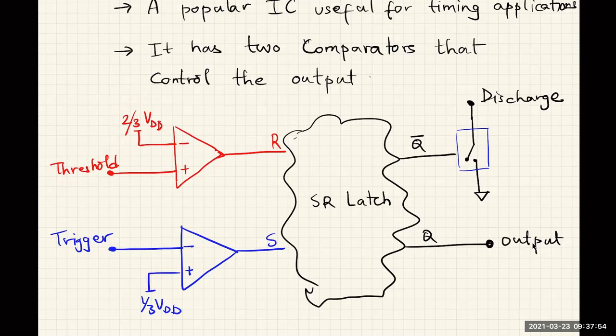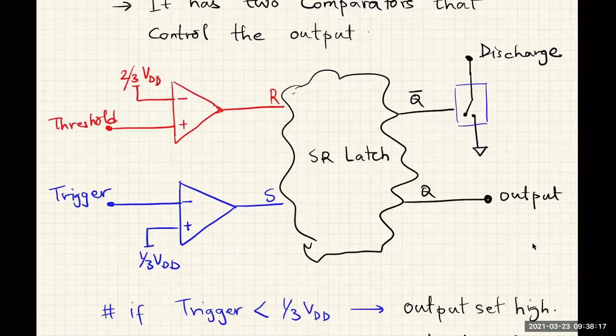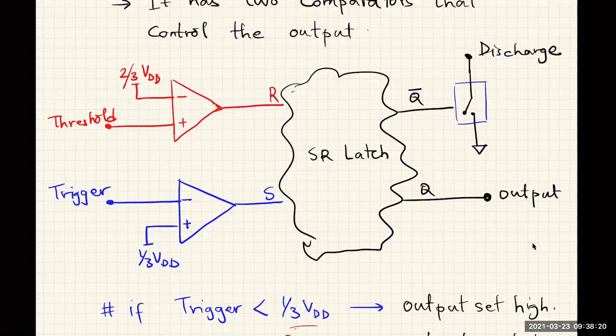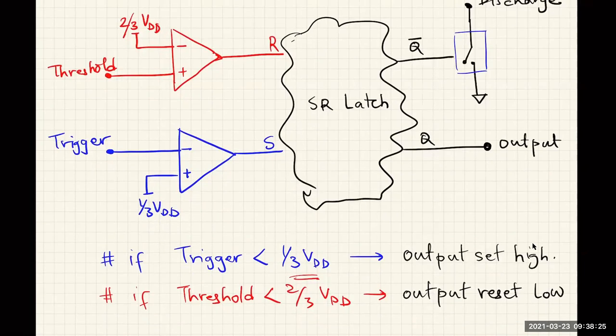Okay, and the action is such that if this threshold voltage ever goes above the 2/3 VDD mark, let me start with the trigger. So if the trigger voltage ever goes below the 1/3 VDD mark, then it will set the output to high. Okay, so if trigger is less than 1/3 VDD, it will set the output high. And if the threshold is above 2/3 VDD, then it will reset the output to low. So that's all you have to understand about the 555 timer.